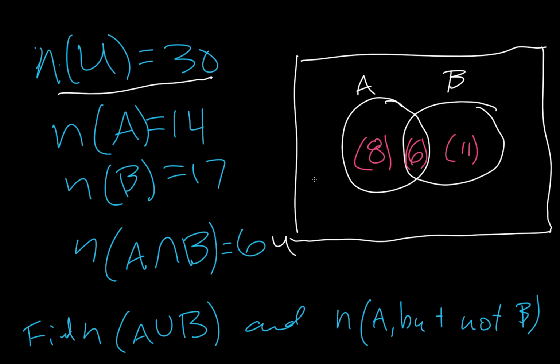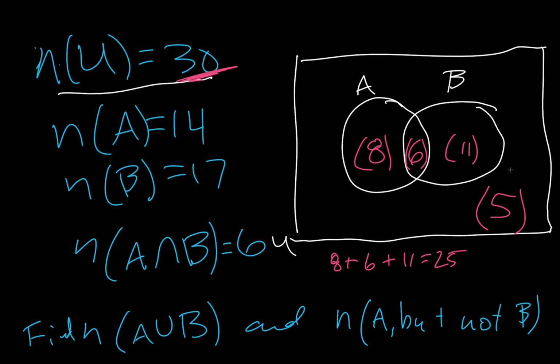And then total, there should be 30. So if we add all these together, we say 8 plus 6 plus 11. So we get 14, 25. So 25 elements have been represented here, and that means there's 5 more to bump us up to 30, so there must be 5 elements that aren't in A or B.